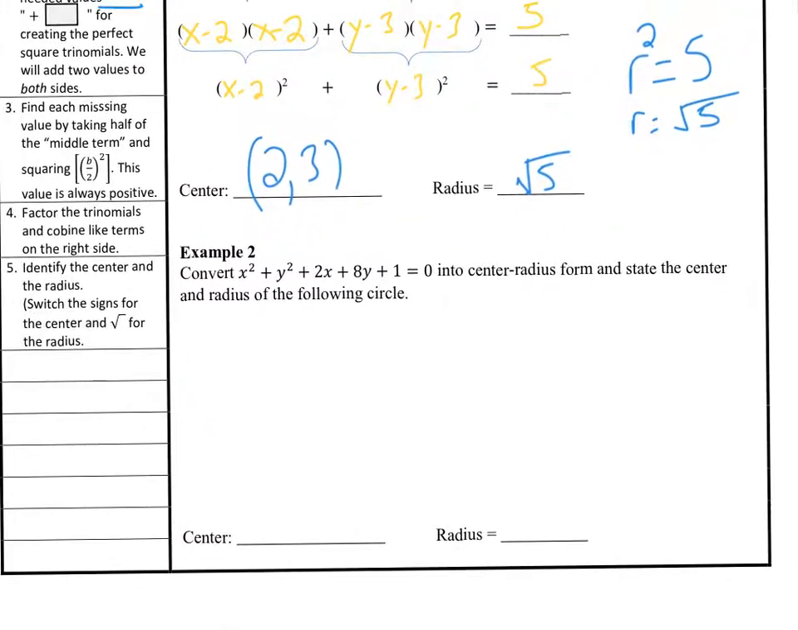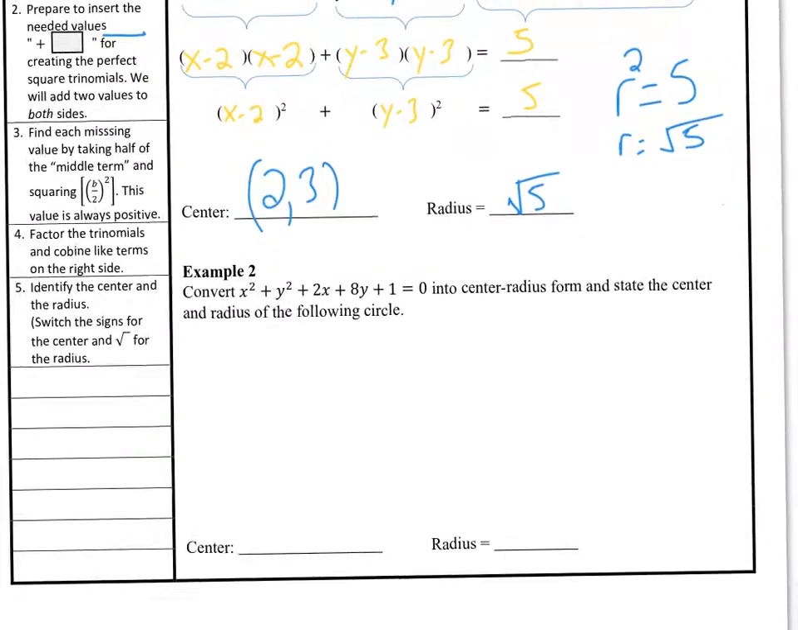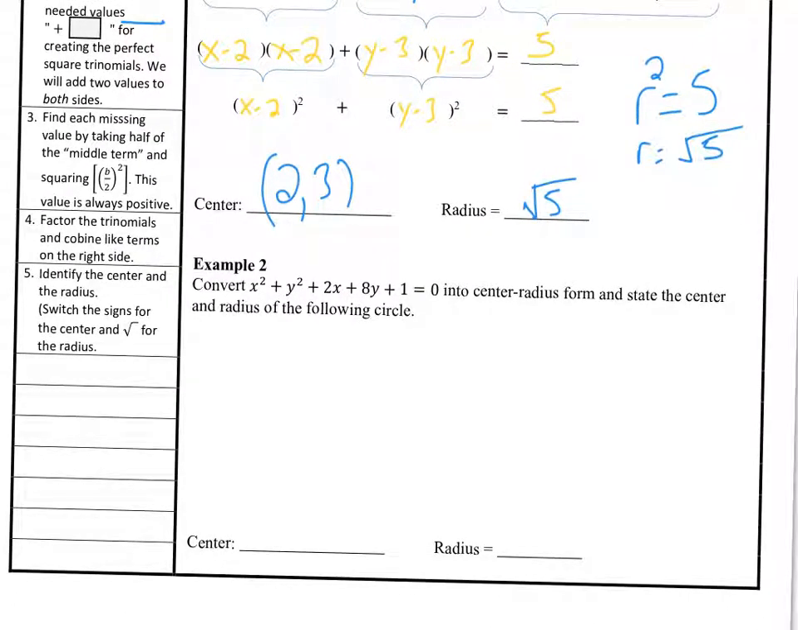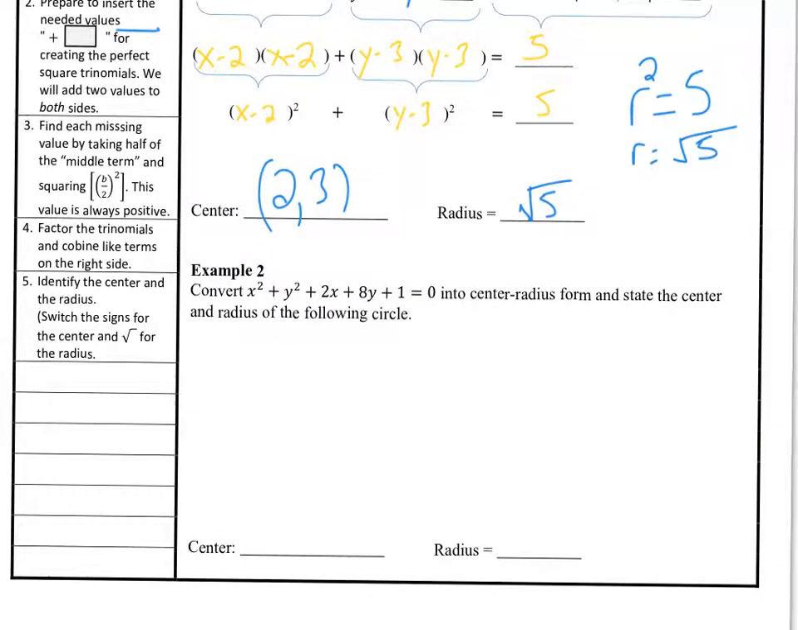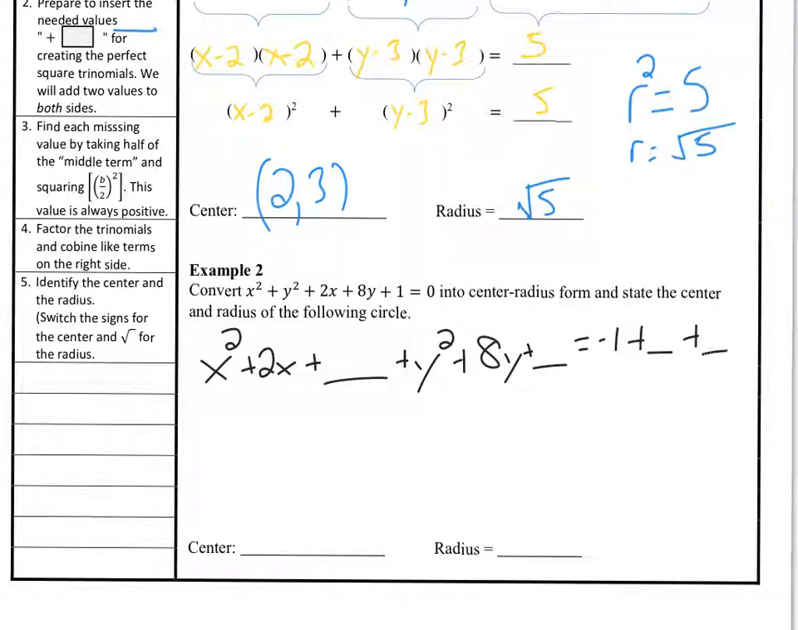Okay, let's jump into example 2. Do one together. So first things first, group the x's together, group the y's together, and we should be good to go. So we have our x squared plus 2x plus a blank, plus my y squared plus 8y plus a blank, equals, move the negative 1 over, plus blank.